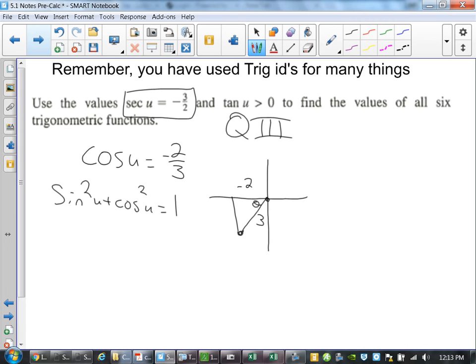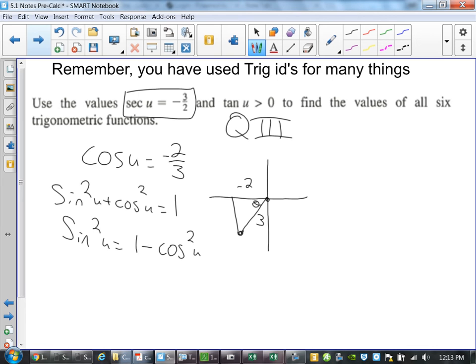Another way of doing it. It's another way of doing that. Now, if I want to get sine by itself, do you agree with that? Sure. This is pretty straightforward.